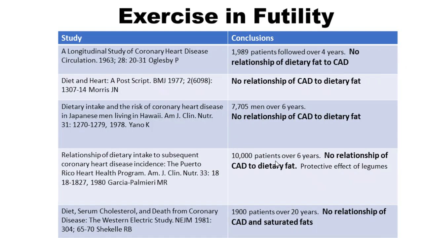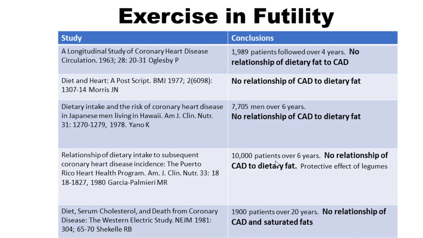And so for the next 30 years or so, we tried to pin heart disease on saturated fat or total fat. And virtually every single study that we did found no correlation. So 1963, you have a longitudinal study of coronary heart disease, no relationship of dietary fat to coronary artery disease. 1977, the same thing. 1978, same thing. In 1980, you had this 10,000 patient study followed over 6 years with no relationship of coronary artery disease and dietary fat. So it sort of went on and on.